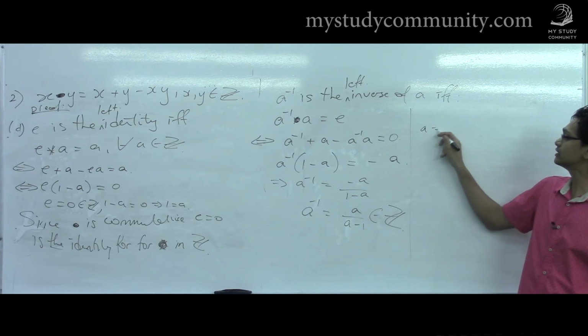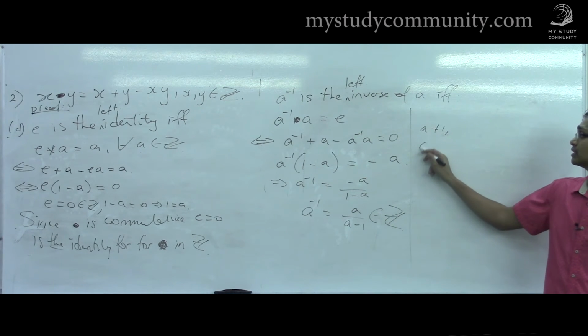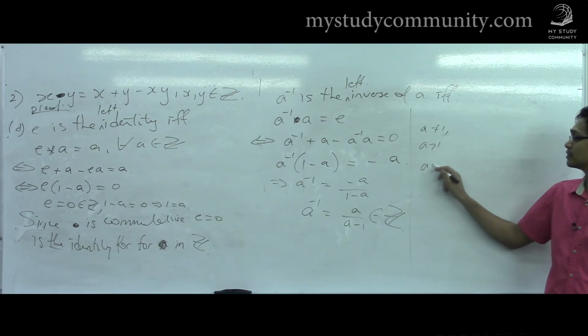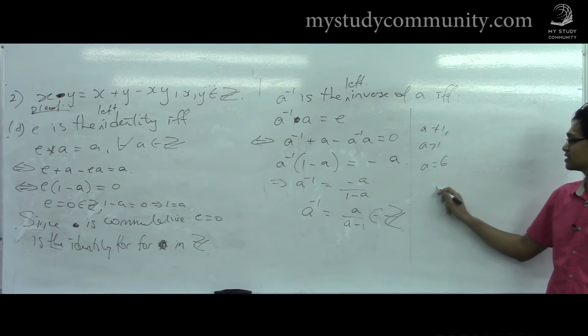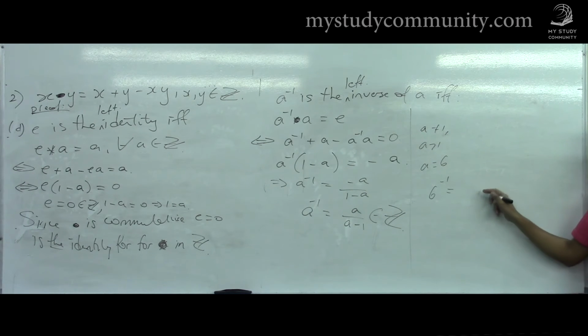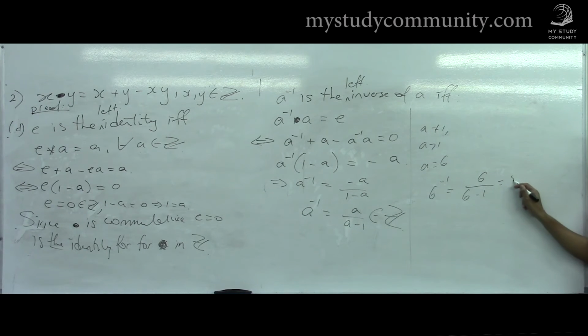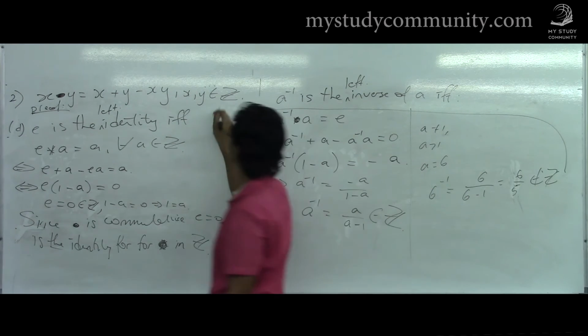I heard A not equal to 1, so you avoid division by 0, which is good. Then I heard A is greater than 1. If I were to say A is 6, would that work? The inverse of 6 would be 6 over 5, but does that make sense? No, because this is not in Z, right? Remember, we are in Z.